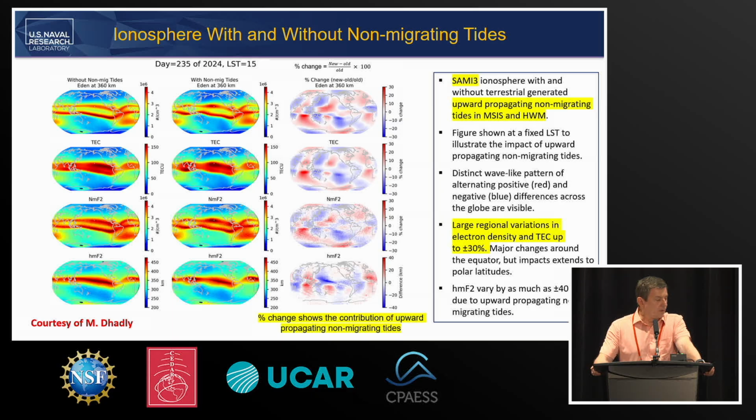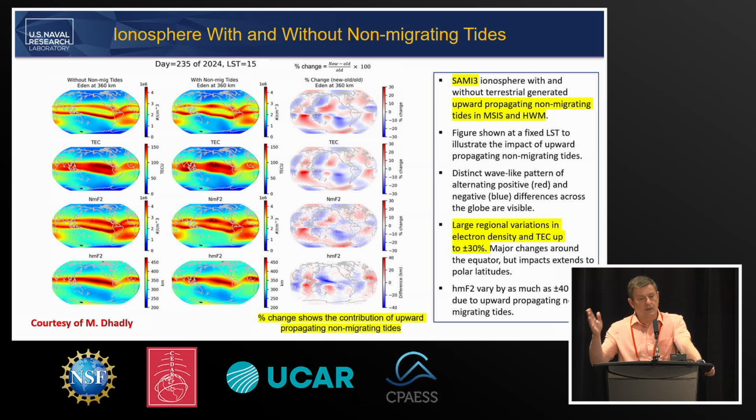here. So the left column are different ionospheric parameters without non-migrating tides. The center column is when non-migrating tides are included, and the right column is the difference in percent. And you see that there are large regional variations in electron densities, TEC, and so forth, of up to roughly plus minus 30%.